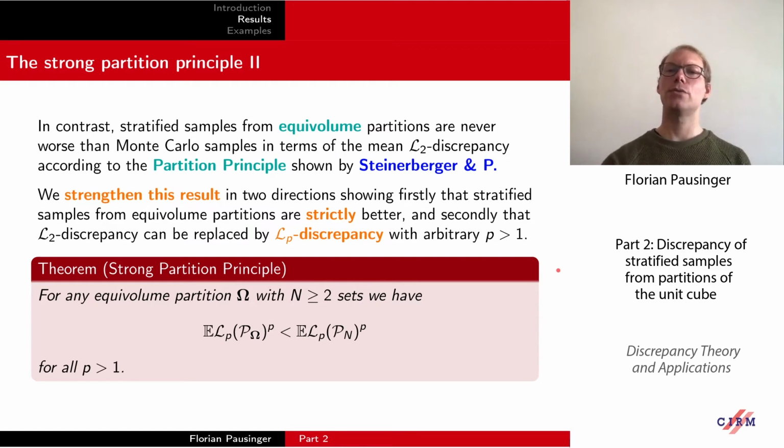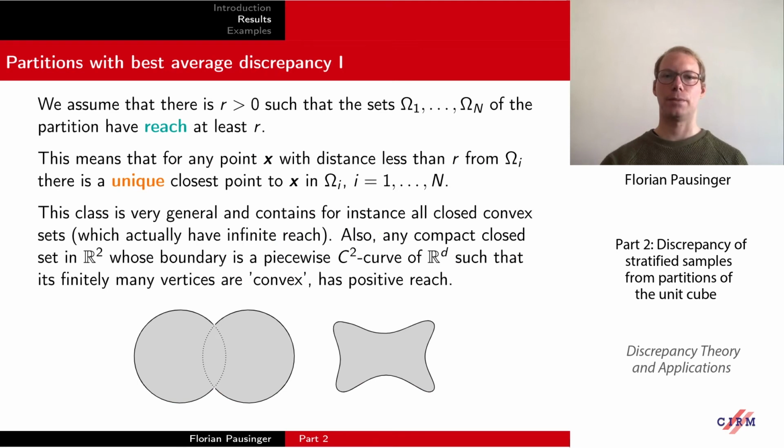And the first interesting result is that we could strengthen this in two directions. First of all, we could replace the smaller or equal that Steinerberger and I had in our results by a strict smaller, and we could extend the result from the L2 discrepancy to arbitrary Lp discrepancy. So for any equivolume partition into n greater or equal than 2 sets, the expected Lp discrepancy of the stratified sample is strictly smaller than the expected Lp discrepancy of a set of random points. This is what we call the strong partition principle.